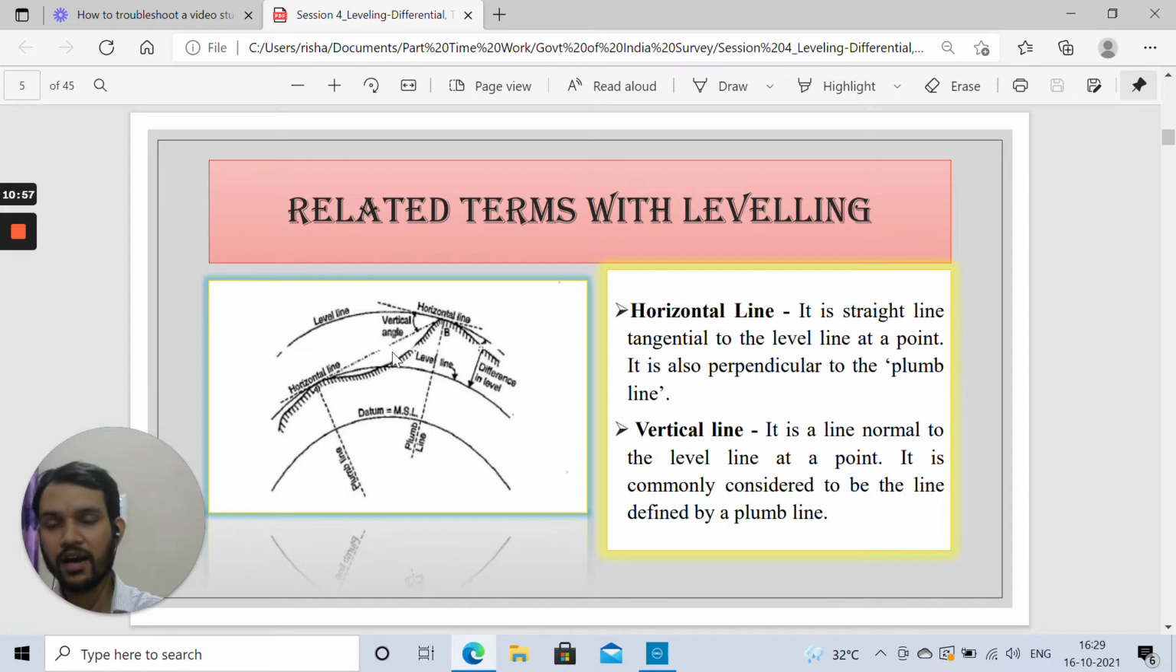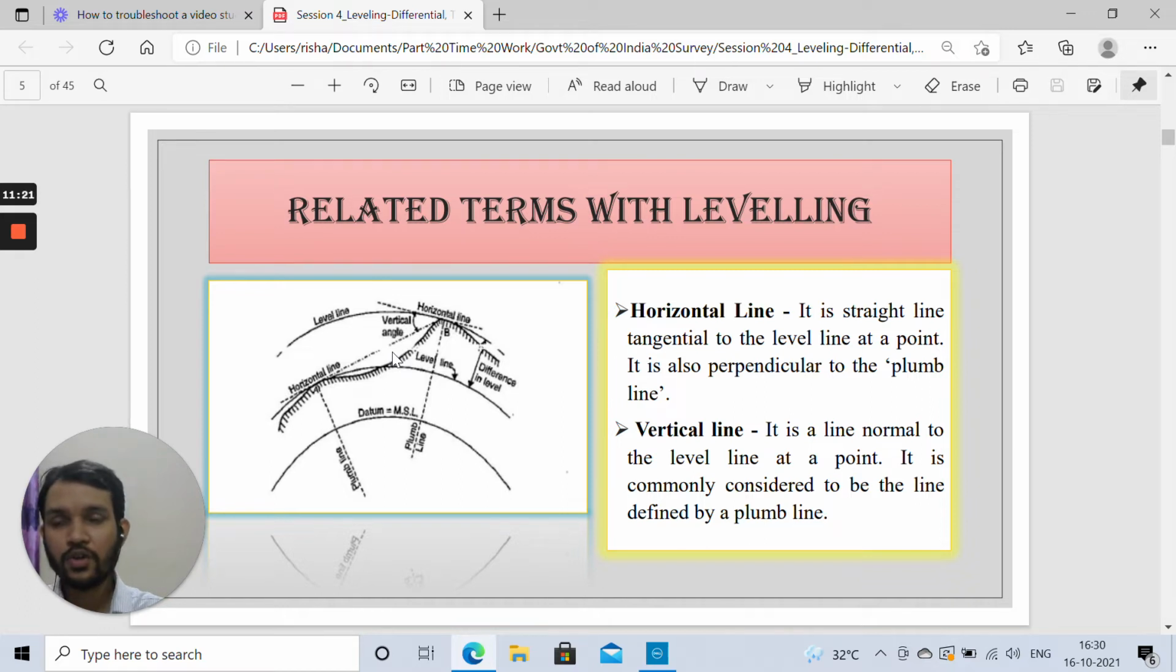Okay, so it is a straight line that is tangential to the level line that we have drawn along the earth's curvature at the particular point from where we have mounted our instrument, and from where we are conducting the survey. From that point, the exactly tangential line to the level line will be the horizontal line, and it will also be perpendicular to the plumb line, or you can say perpendicular to the gravitational force that is acting. Okay, and what is vertical line? Exactly perpendicular to horizontal line.